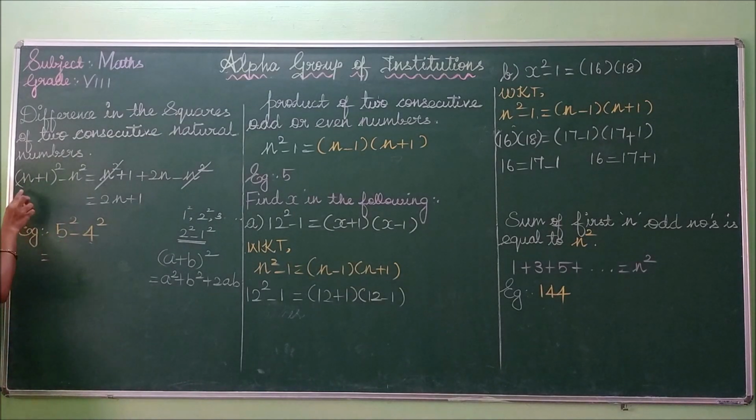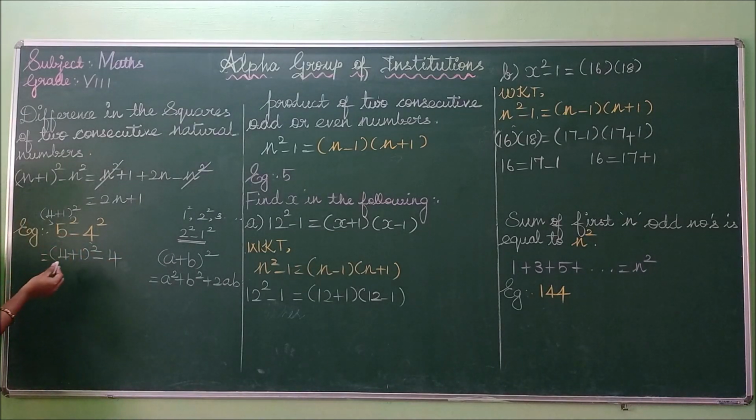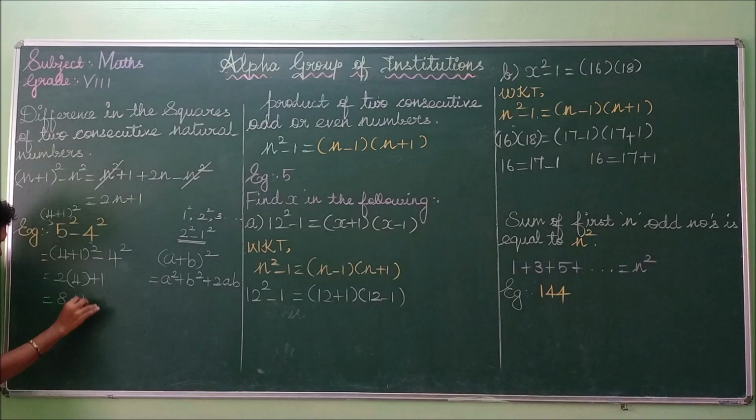So you have to write this as n plus 1 whole square. That means n is 4. 4 plus 1 whole square. 5 square can be written as what? 4 plus 1 whole square minus 4 square. So this is in the form of n plus 1 the whole square minus n square. Use this one: 2 times n, where n is 4, plus 1. What is 2 into 4? 2 fours are 8. So 8 plus 1 is 9. This is one way of getting the answer.